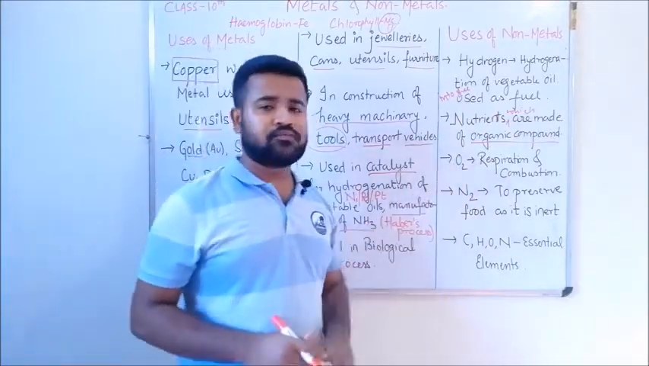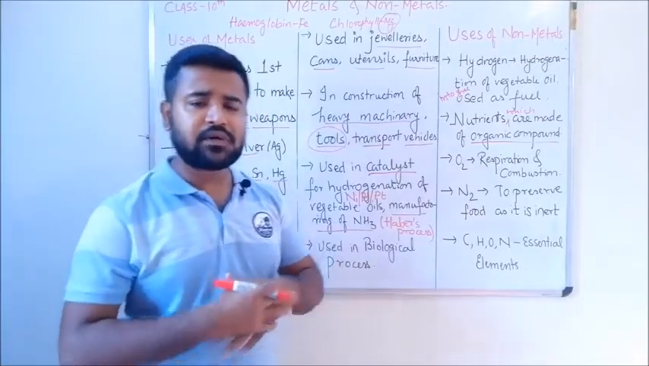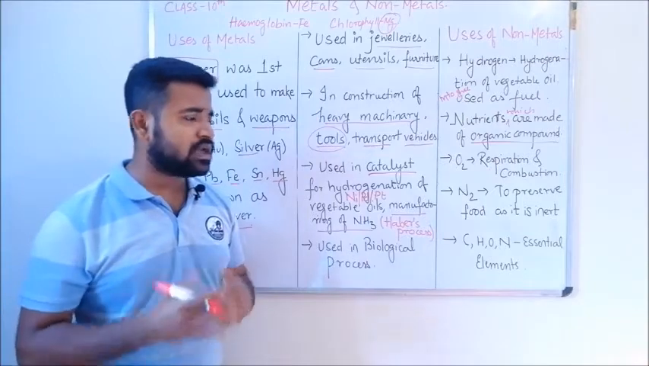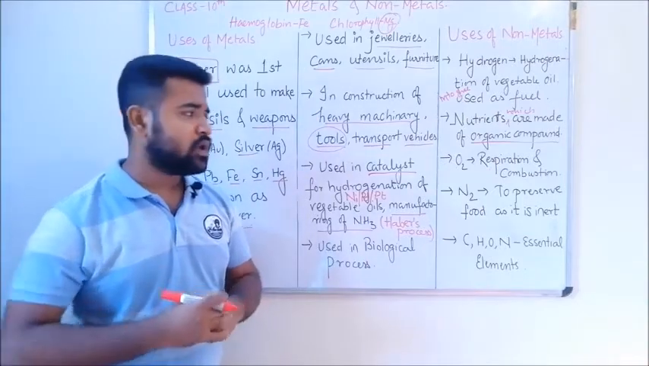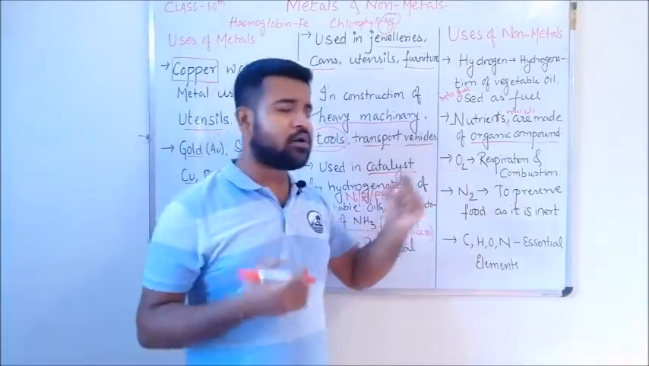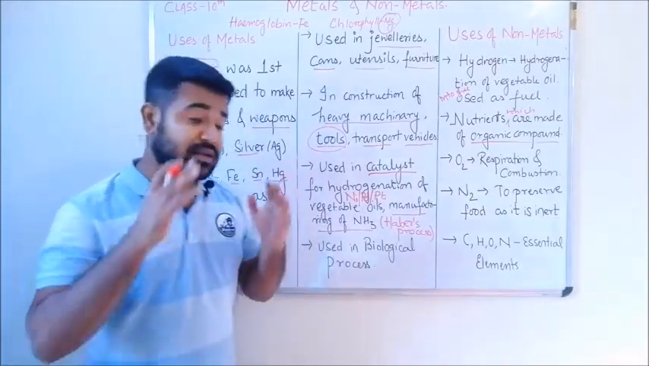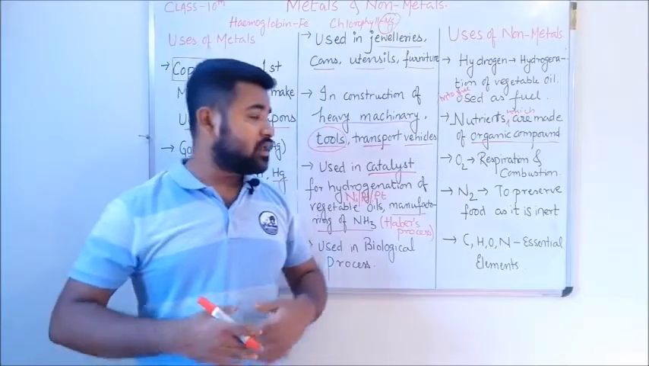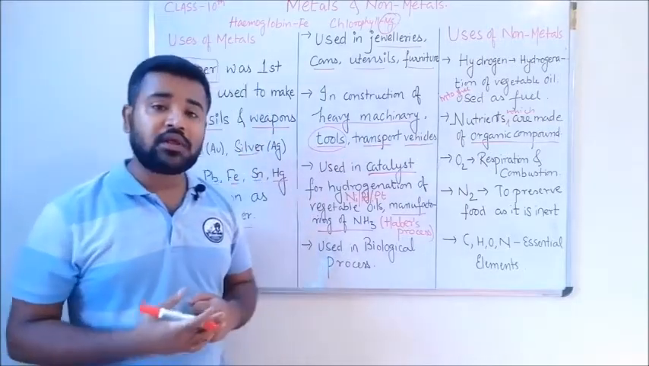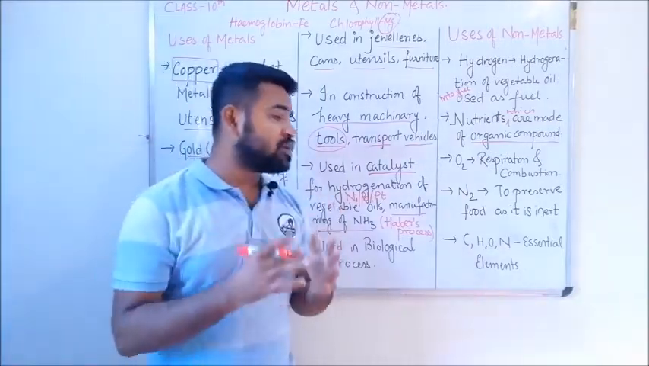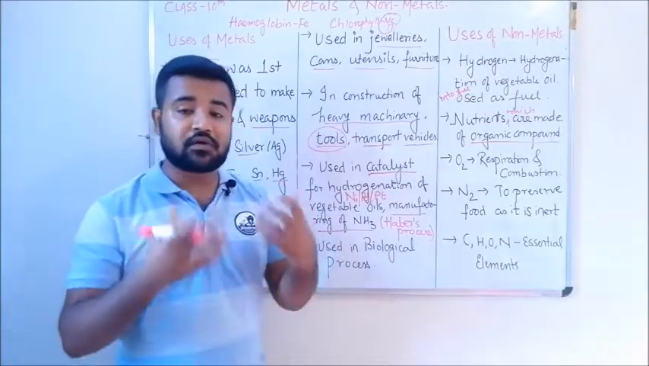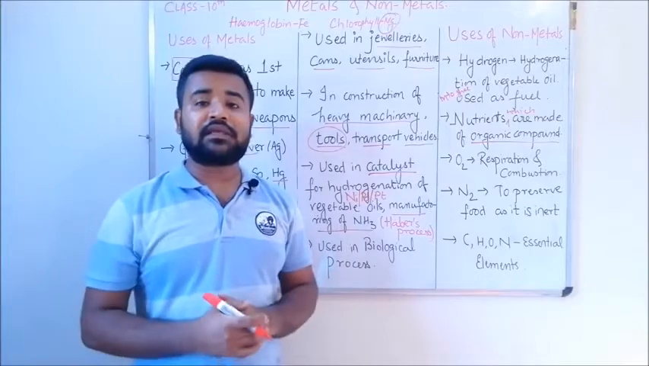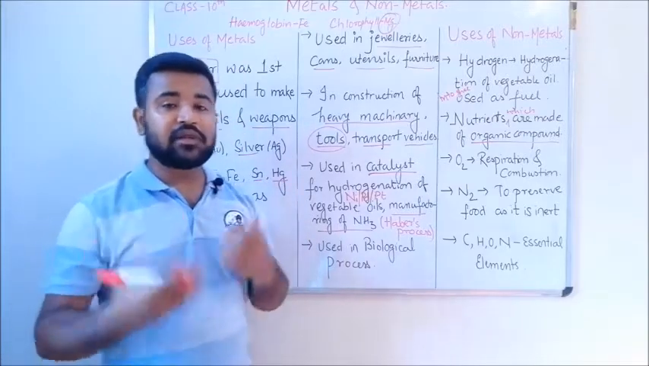Then O2, you know it very well, it is 21% available in our earth atmosphere. So how is it useful? How is oxygen useful? Oxygen is essential for breathing, for respiration. So we can say that O2 is very essential for respiration. Without oxygen we cannot survive even for 10 or 15 seconds. After that, we can feel suffocation.